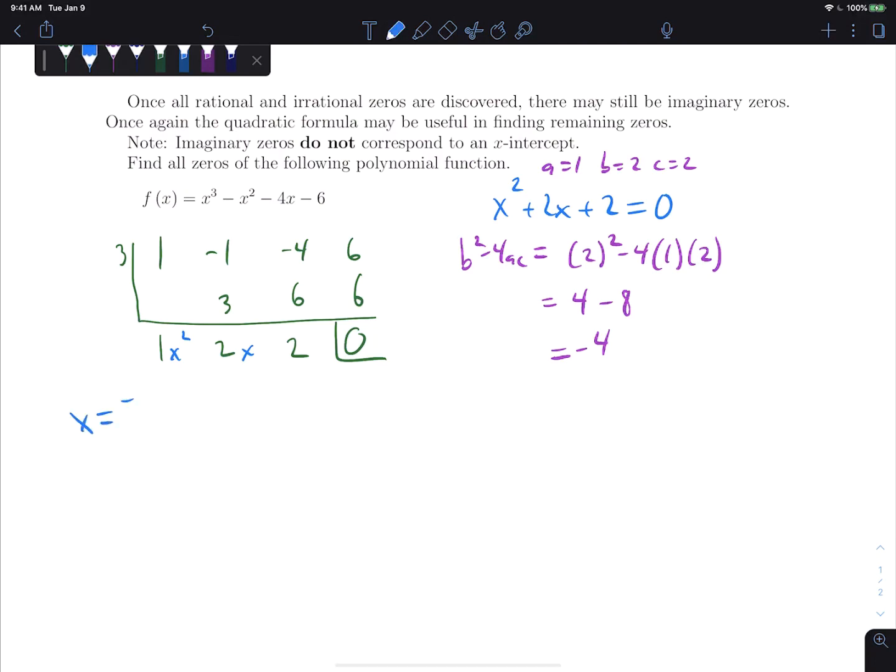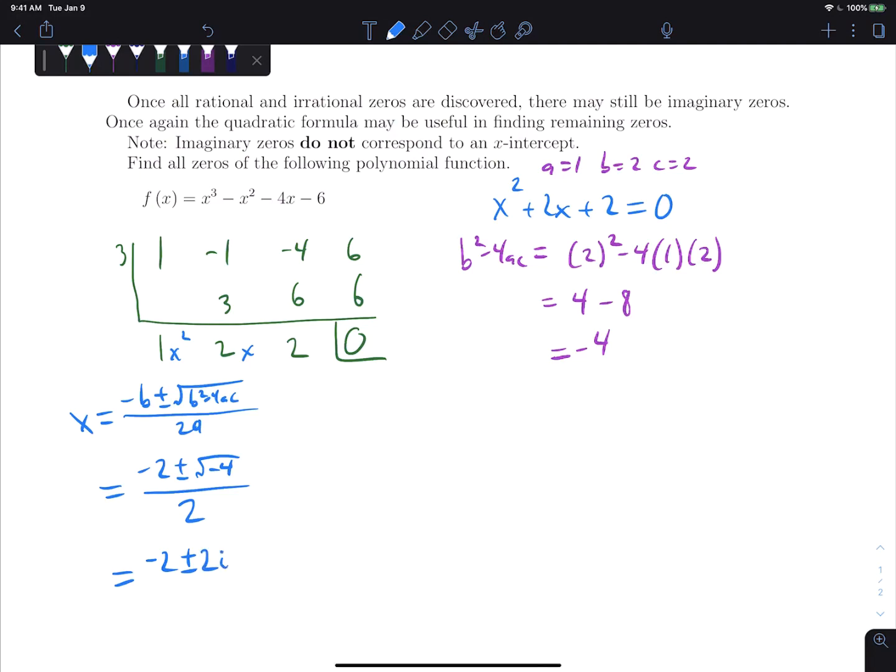Using the quadratic formula, negative b plus or minus the square root of the discriminant all over 2a. Well, negative b means negative 2, then plus or minus the square root of negative 4 over 2 times 1, which is 2. Notice we need to simplify the square root of negative 4, so that gives me negative 2, and then plus or minus. Notice the square root of a negative gives me an i, and the square root of 4 gives me a 2. So the square root of negative 4 is 2i, all over 2. And because we have a non-real complex solution, you must break this up into 2 separate fractions.